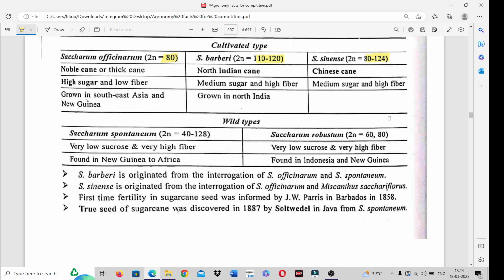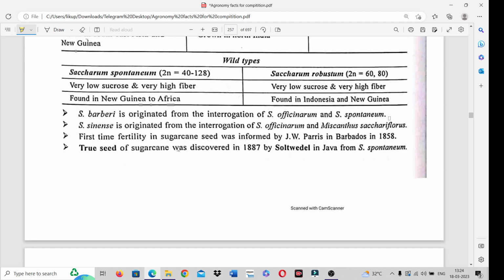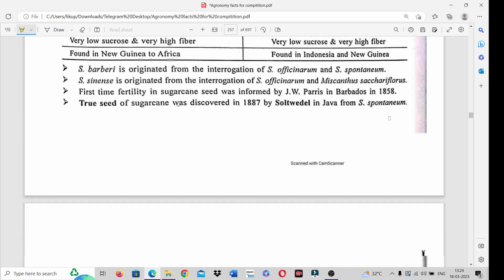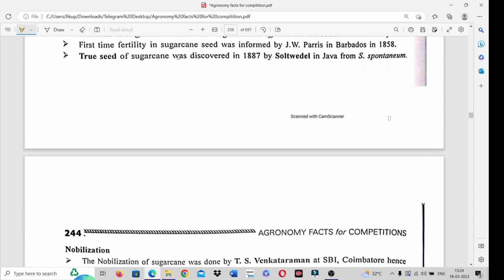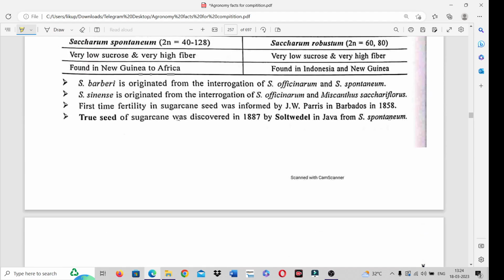Miscanthus sacchariflorus. First time fertility in sugarcane seed was informed by J.W. Paris in Barbados. The true seed of sugarcane was discovered in 1887 by Soltwedel in Java from Saccharum spontaneum.